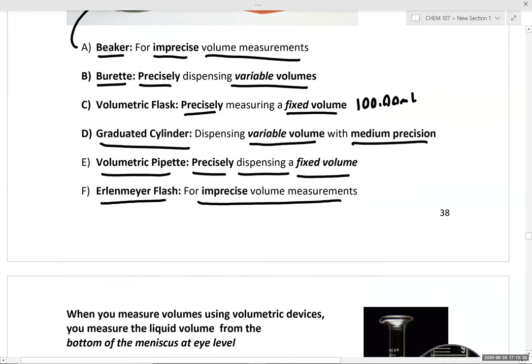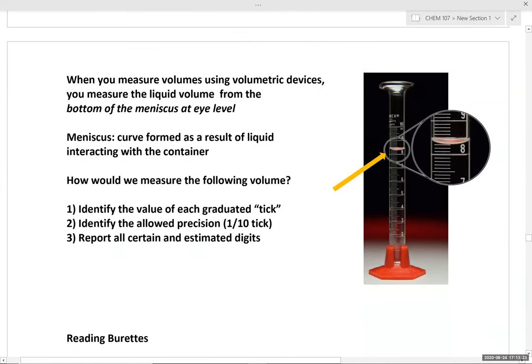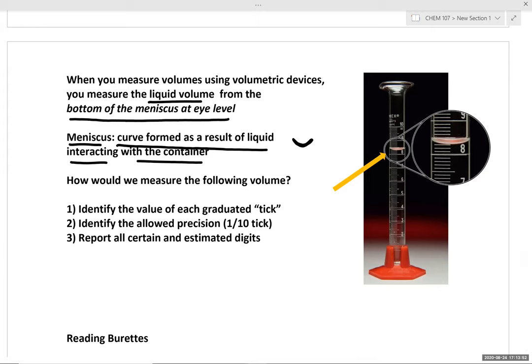Okay, let's continue on now. Let's talk a little bit about measuring volumes. You measure the liquid volume from the bottom of the meniscus at eye level. Now, what is the meniscus? A meniscus is a curve formed as the result of a liquid interacting with the container. In this class, your meniscus will always be concave. If you see a convex meniscus, you're either dealing with an organic compound or you're dealing with mercury, neither of which are particularly fun to handle.